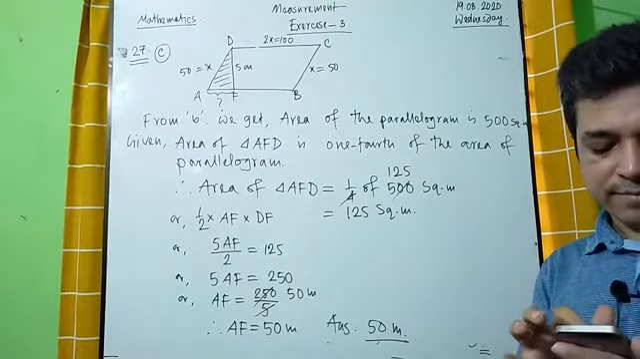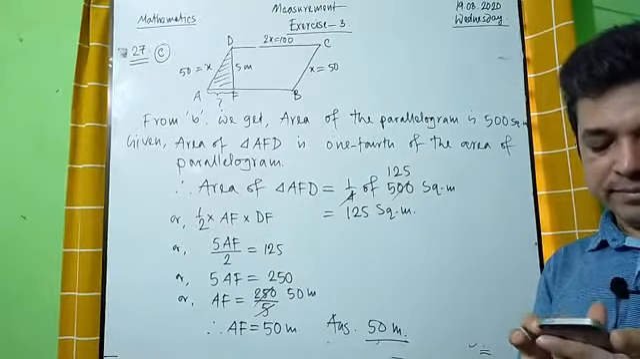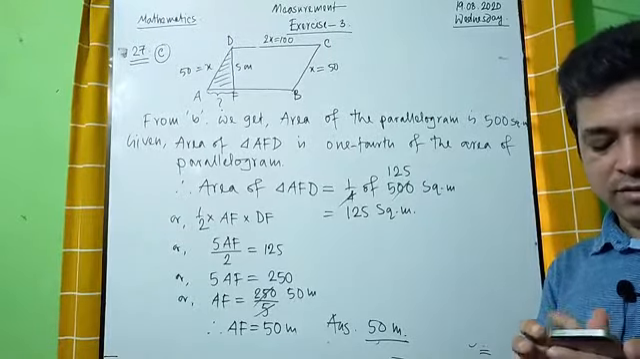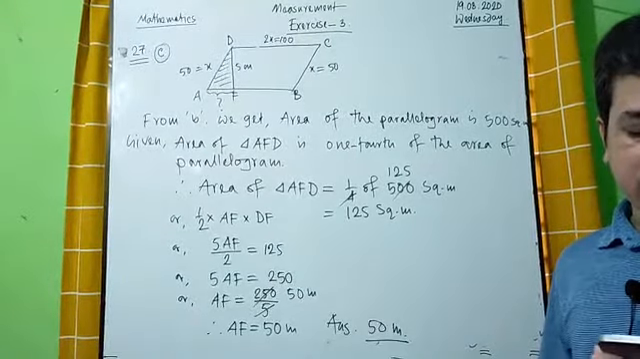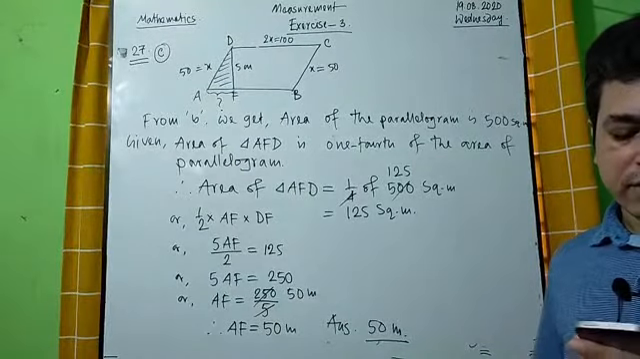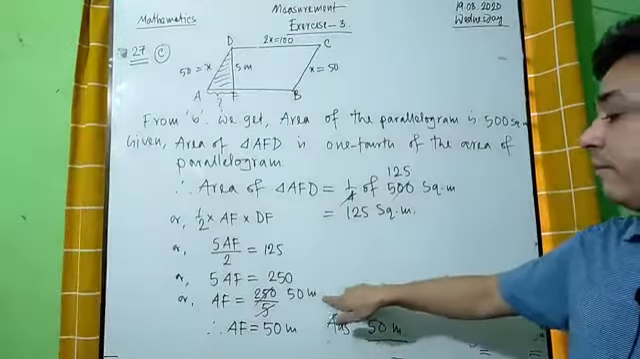Leave it. Okay. The base of the triangle, AF, is not 30 meter, baba. It's 50 meter.